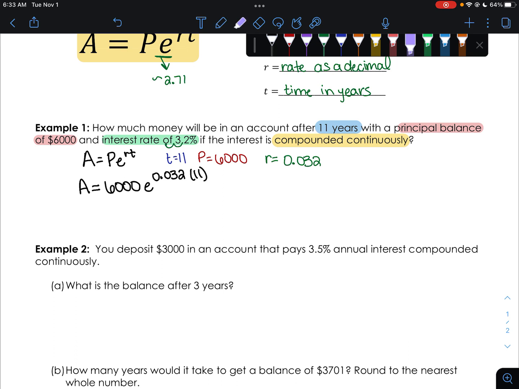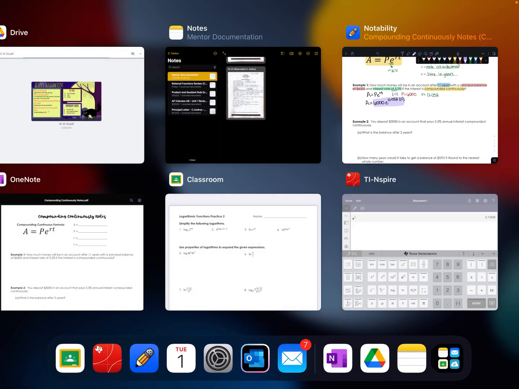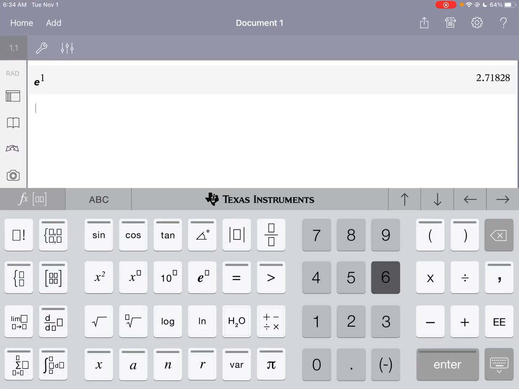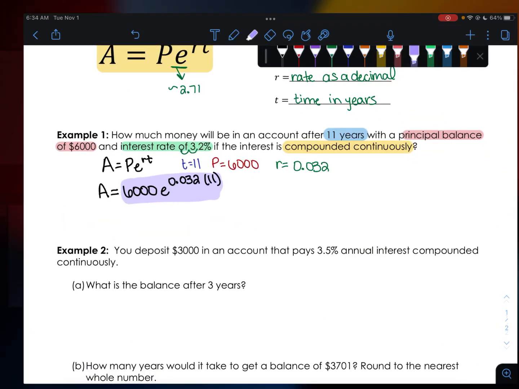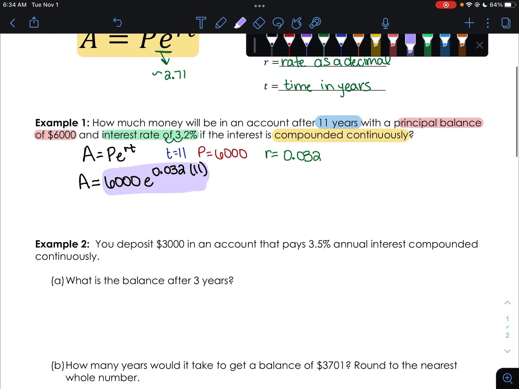And now we're just going to type this part into our calculator. So we go over to our calculator. We have 6,000 times e to the 0.032 times 11 power. Press enter. Oops, I hit it twice. We get $8,531.45. And that right there would be our answer.